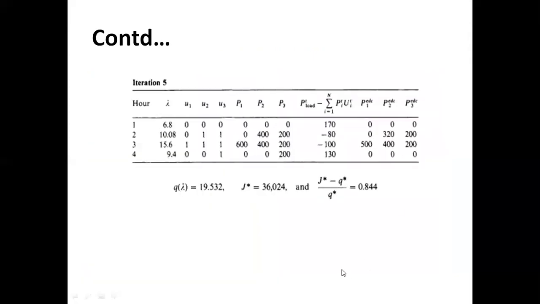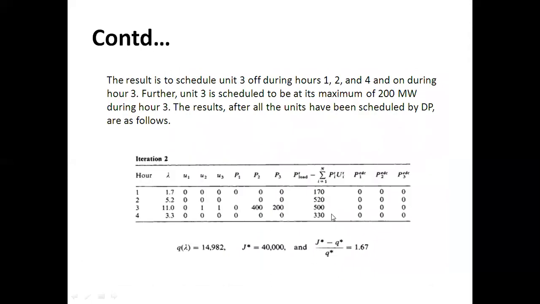Here it is clearly written that the calculation of J star is done in that way. There is a P load and no generation, so it is 170 minus 0 equals 170, and 520 minus 0 equals 520. And why is this 500? Because for the third hour, the load demand we have seen in the problem is 1100. So it is 1100 minus 400 plus 200, that is 600, so 1100 minus 600 will be 500.